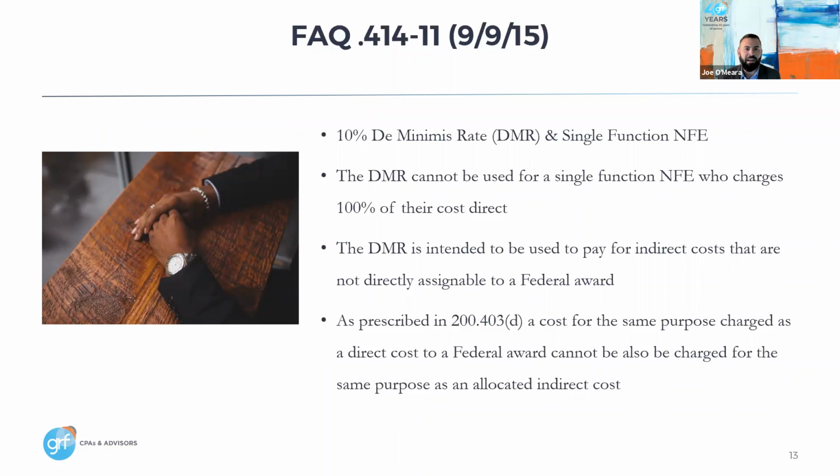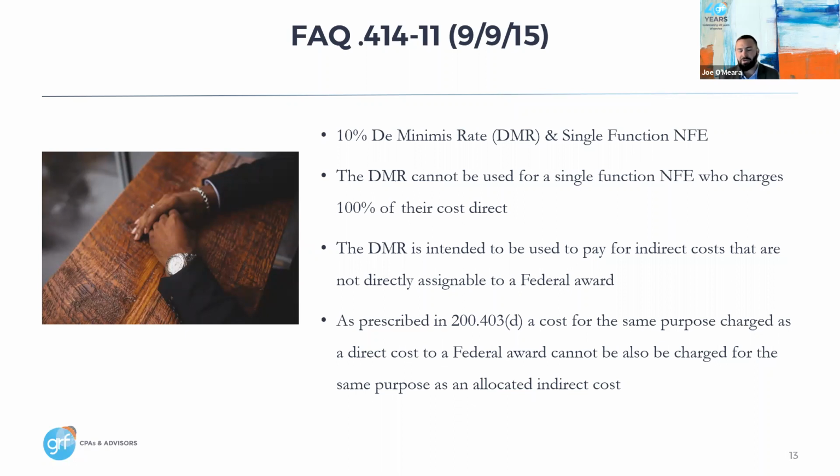So we get on to another FAQ from the COFAR here. And this one really has to do with the 10% de minimis rate and single function NFE. NFE stands for non-federal entity, so an organization that's not part of the federal government. And this gets to a point we discussed earlier, but the 10% de minimis rate cannot be used if you're a single function non-federal entity who charges 100% of their cost directly.